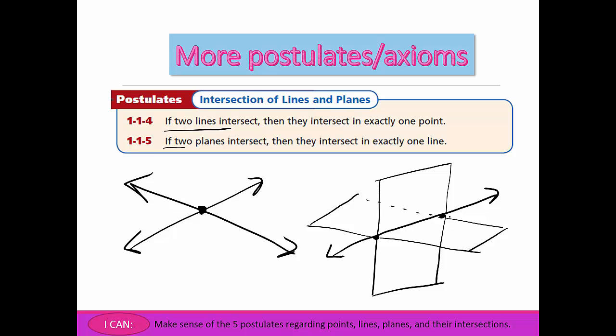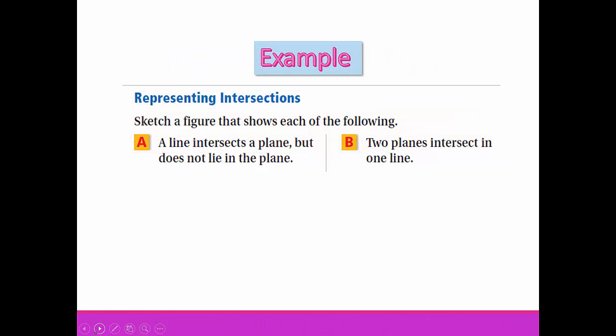And that's, again, if the planes intersect at all. They don't have to intersect, but if they do, it's going to intersect in a line. All right, so we're going to sketch the following. So the first one is we're going to sketch a line that intersects a plane but does not lie in the plane. So let me imagine what that would look like here.